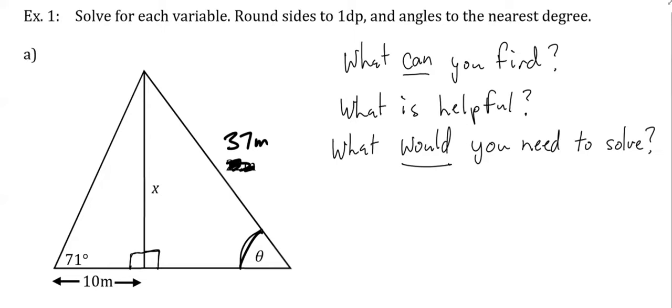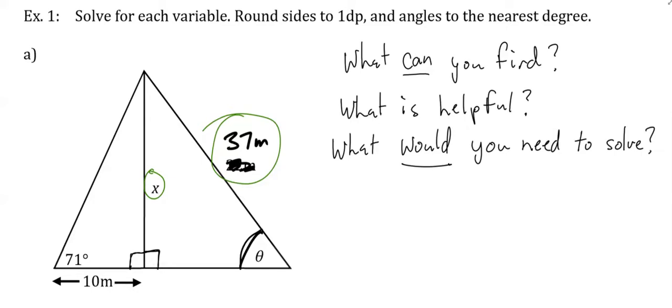Why? Because, and this is where, what would you need to solve? If I was looking for theta, well, if I had x, then I would have 2 sides, and I can use 2 sides to find an angle. So some people find this stuff harder because it doesn't tell you directly what to do. You have to figure out what you can find and what's useful in order to find, in this case, let's say theta.